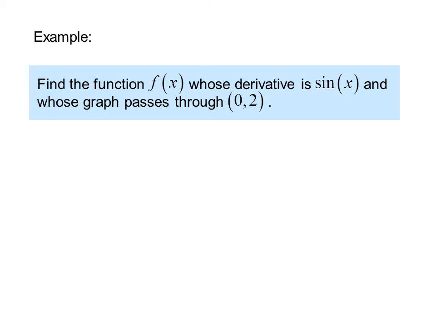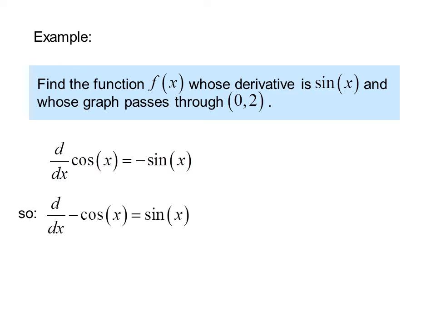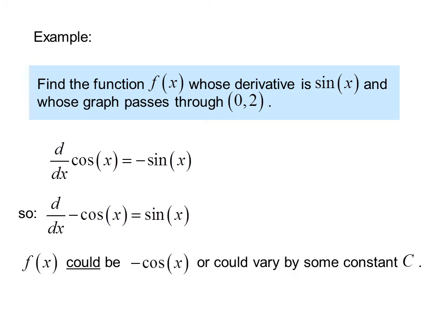Example: find the function f of x whose derivative is sine x and whose graph passes through (0, 2). The derivative of cosine x equals negative sine x. So the derivative of negative cosine x equals sine x. f of x could be negative cosine x or could vary by some constant c. Therefore, f of x equals negative cosine x plus c.